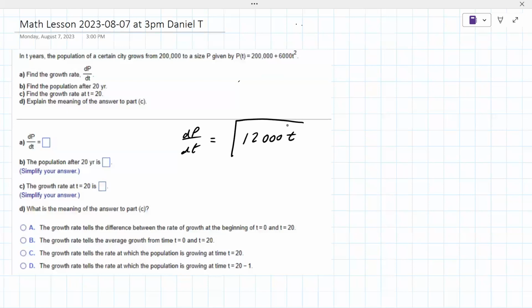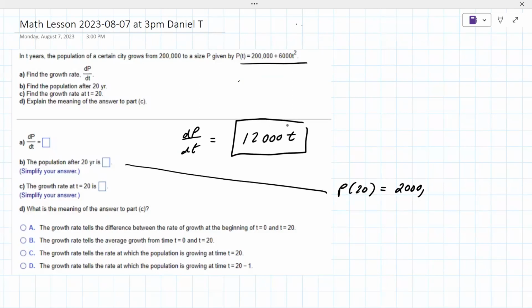So that's part A. I'll try to box in those answers. Part B, the population. Well, the population comes from this formula right here. So for part B, you're finding P of 20. You're putting 20 in for t, plus 6,000 times 20 squared like that. If you got a calculator handy, I'm going to do the same thing. Always good to double up in the calculations, especially when it's graded for that. So we get 2,600,000. No commas in the answer.